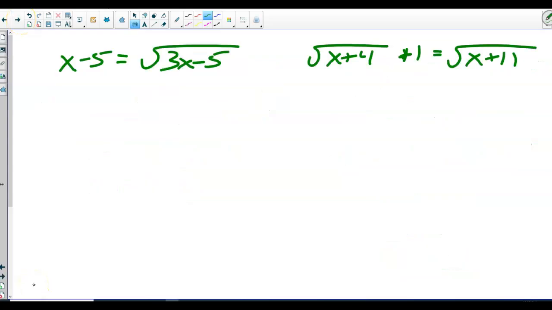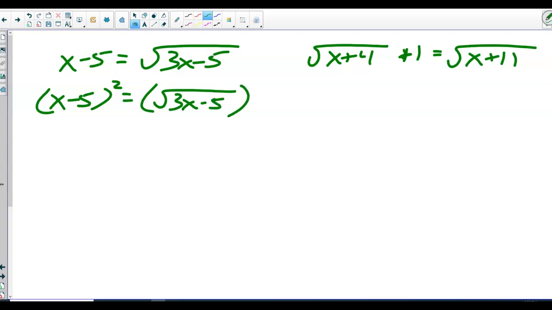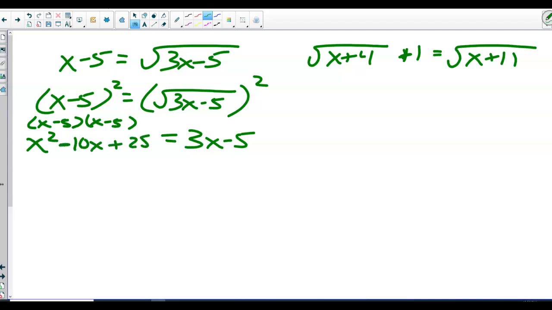So we have the binomial on the left side, the radical on the right side. We have to square both sides. Now, when we square a radical, we get the number under the radical without the radical. In this case, we get the expression under the radical without the radical. X minus 5 squared has to be FOILed out. That becomes x squared minus 10x plus 25.